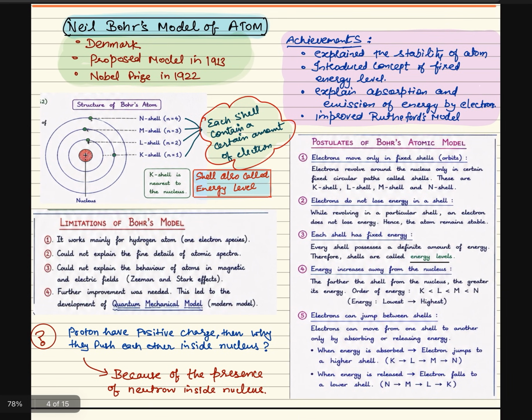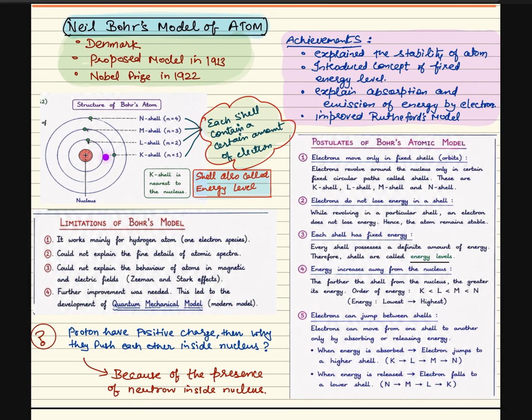What was Niels Bohr's model? He was from Denmark. He proposed his model in 1913, and he got the Nobel Prize in 1922. He explained the stability of the atom. According to Bohr, the proton is inside the nucleus, but electrons are revolving about the nucleus in shells or in different energy levels.